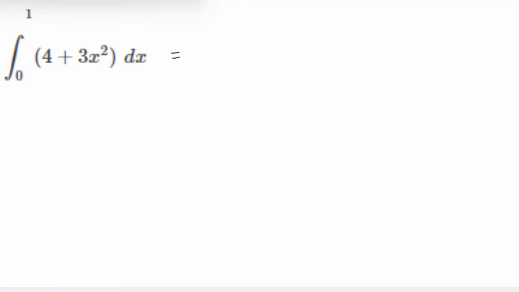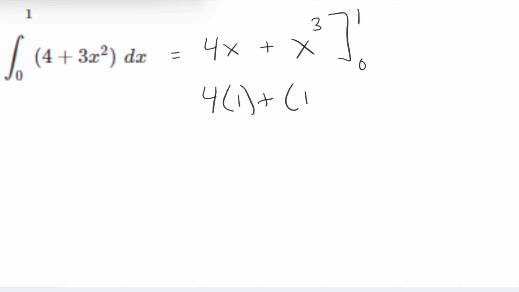All right, so we've got 4x plus x to the third. Is that correct? Is that what everybody got? All right, so again, the zero nice thing cancels that out, so I don't necessarily worry about that one. So 4 times 1 plus 1 to the third is 5.